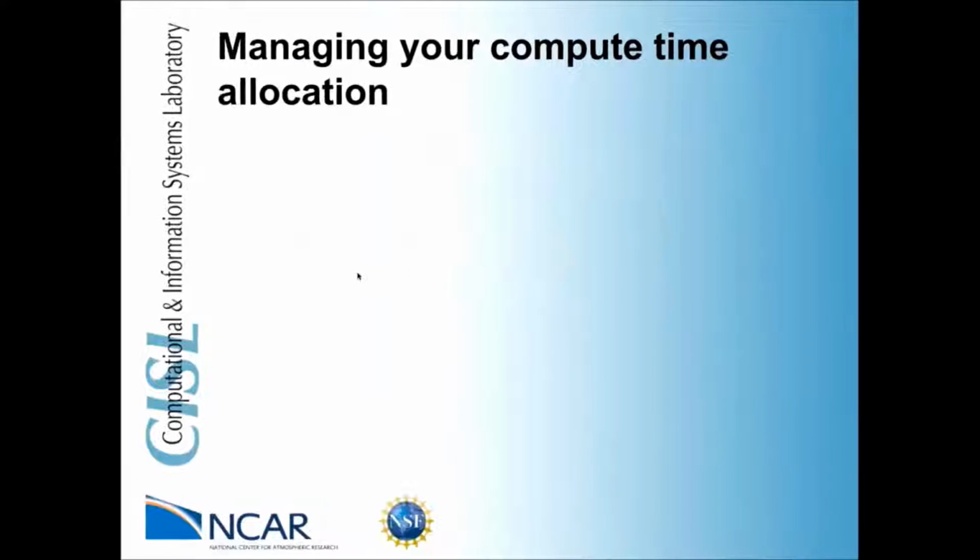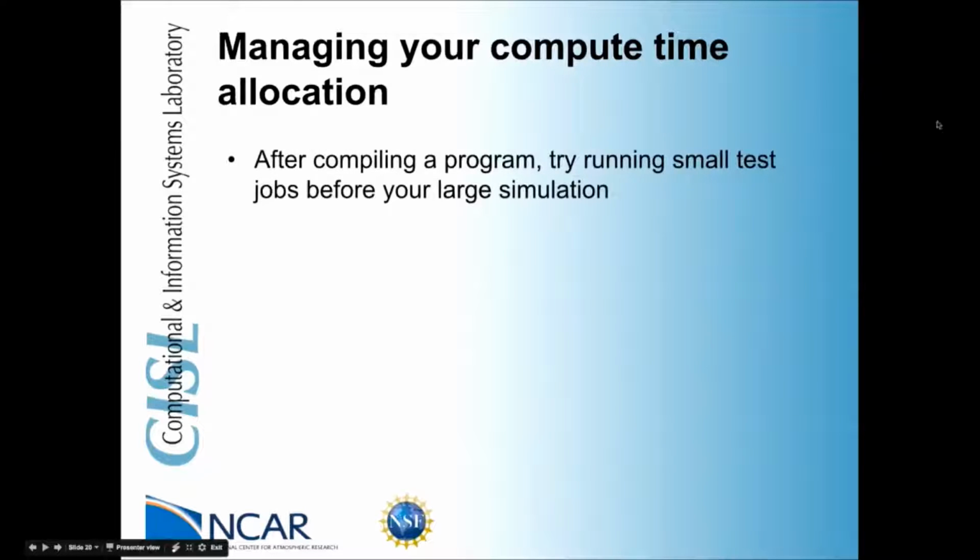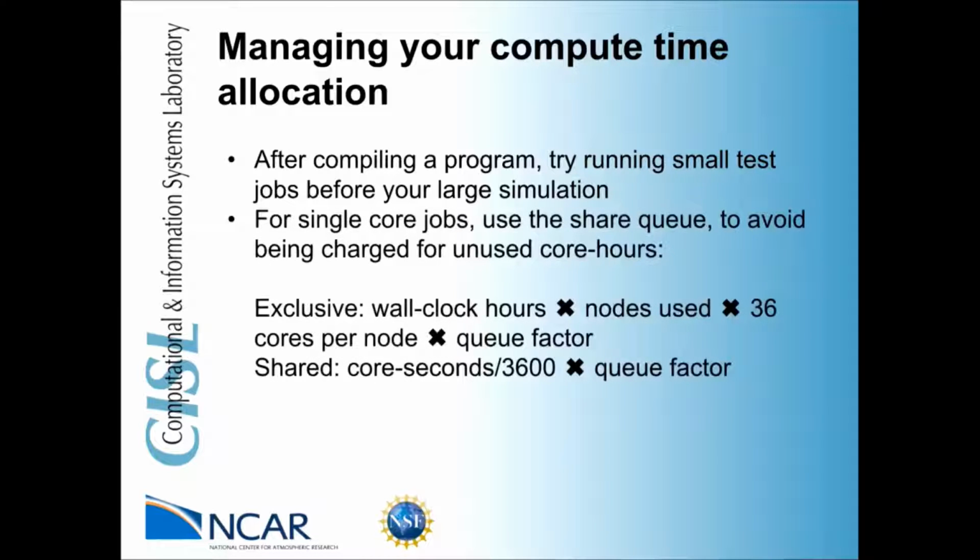Okay. So managing your compute time allocation. These are just some good rules of thumb to think about. After you compile a program, it's generally a good idea to run a small test job before your large simulation. Obviously, if you know that this configuration will work, if you've run it hundreds of times, it's probably not a step you need to worry about. But if you're running a CESM configuration or some code that you've written yourself for the very first time, it's generally a good idea to run it at small scale first. You don't want to run a giant job, have it crash halfway through, and then waste a good number of compute hours. Now, for single core jobs, again, it's a good idea to use the share queue.